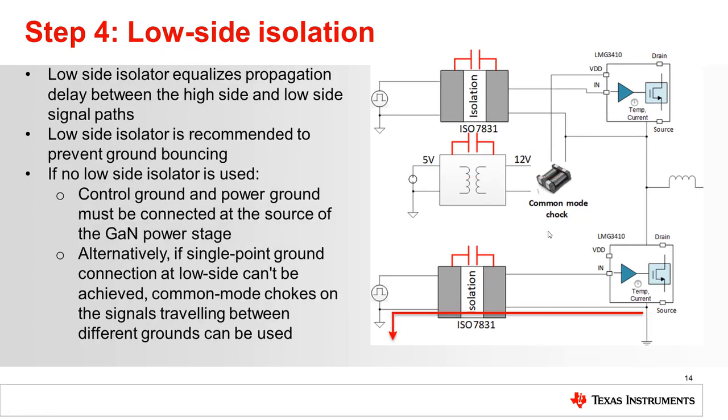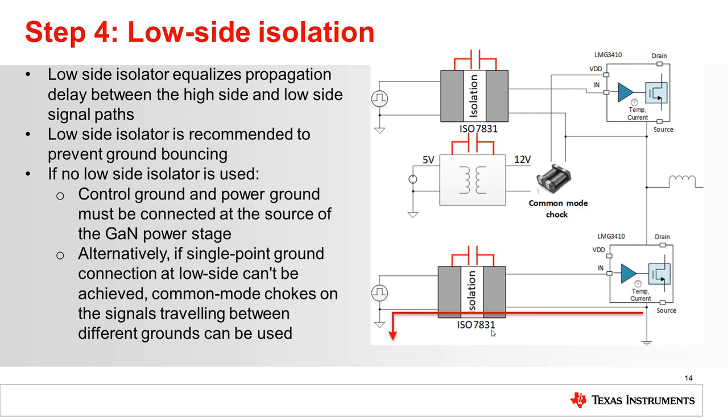In the second part of step 4, we will discuss the low side isolation. Since there will be propagation delay associated with the high side isolation, the low side isolator could help equalize this propagation delay between the high side and the low side signal path. Another benefit of using the low side isolator is to prevent ground bouncing, since there will be high di/dt and dV/dt associated with the path. There could be a large voltage drop due to the parasitics, and the local control signal ground could be very different than the ground seen from where the control signal is generated. A low-side digital isolator could prevent this issue.